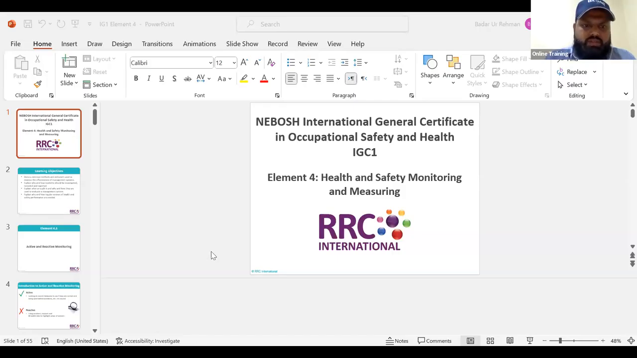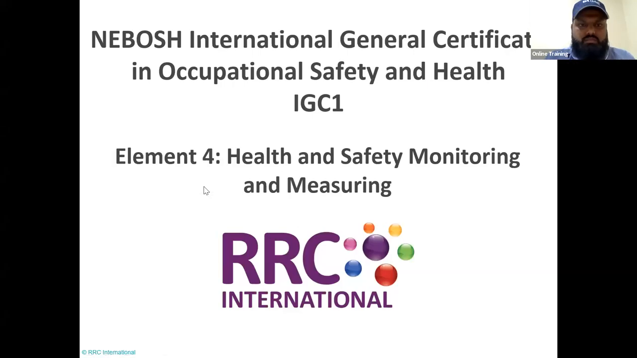In element 4, first we will discuss the main learning objectives. Then I will give you a connectivity from element 1 to 4, and we will try to identify the PDCA cycle, whether we have discussed it throughout the four elements or not. Once we discuss the learning objectives of element 4, we will identify where we are planning, where we are implementing, where we are checking, and where we are going for improvement.